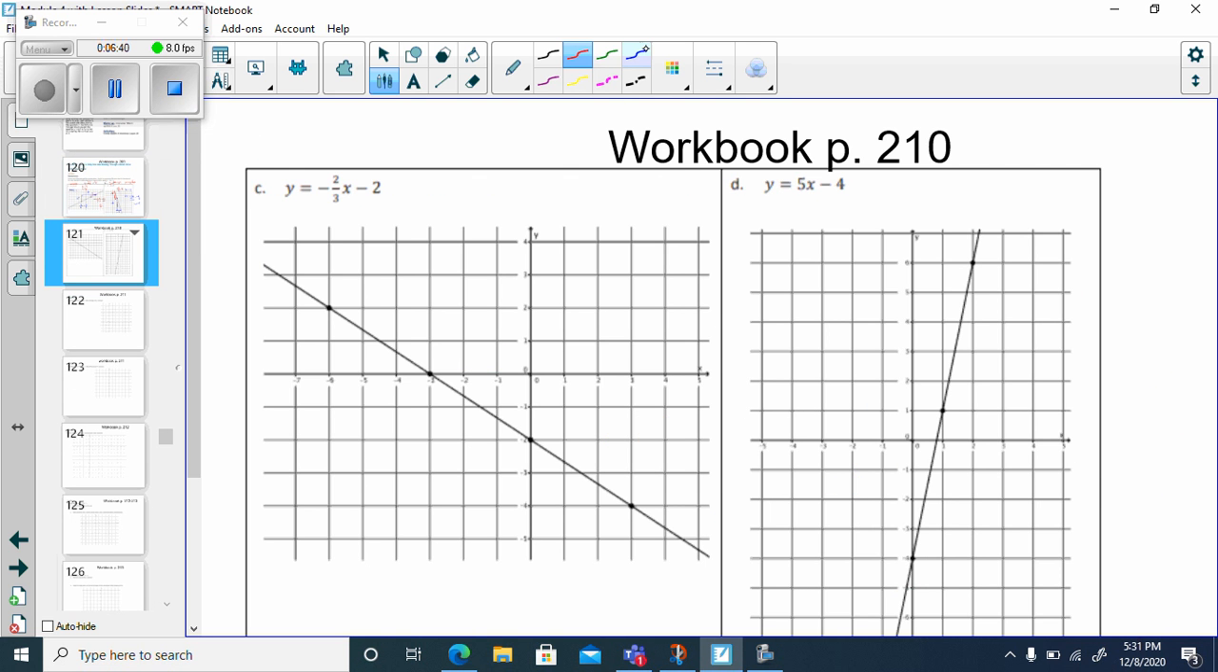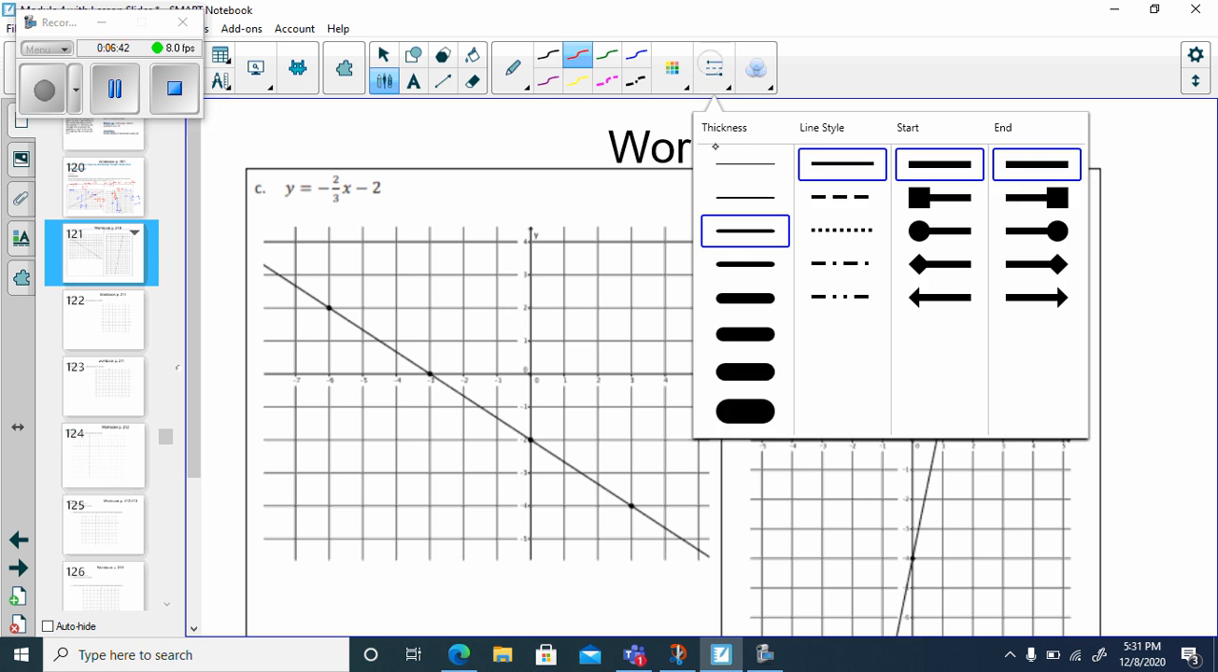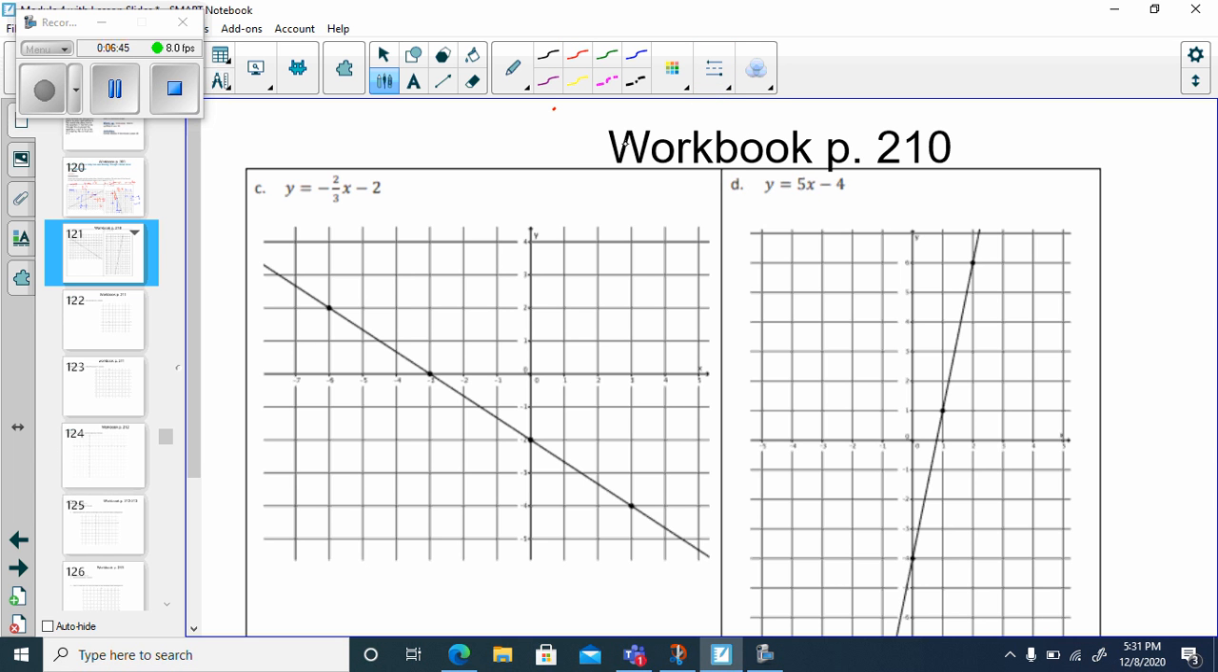For the rest of these guys, we're just simply going to find the y-intercept and the slope. If I'm looking at this one, y is equal to mx plus b. My b is -2. My slope is -2 over 3. Let's check and see if this is right.